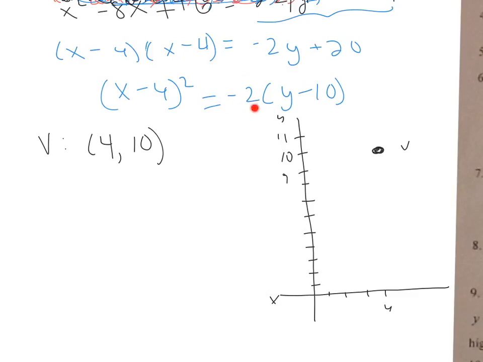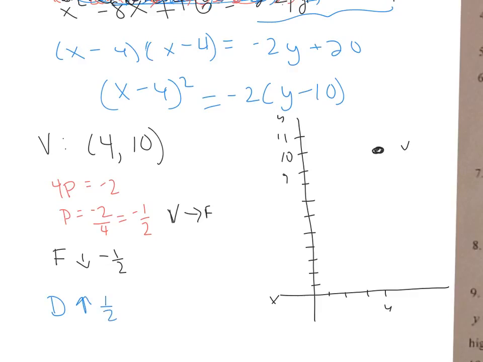So this negative 2, remember that's your 4p value. So 4p is equal to negative 2. So p is equal to negative 2 over 4, which is negative 1/2. All right, so remember, p is the distance from vertex to focus. Since it's a negative 1/2, that means my focus from my vertex is going to be down 1/2. And my directrix has to go in the opposite direction because my vertex is in the middle. That means it has to be up 1/2.